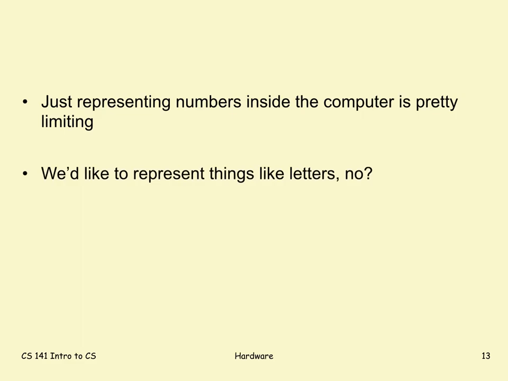We'd like to represent in text things like letters, right? So what they did in the very early days of computing was they said, let's create a set of codes that will map a particular pattern of bits into a particular letter. And one of the early versions of these codes is called ASCII. It stands for the American Standard Code for Information Interchange.